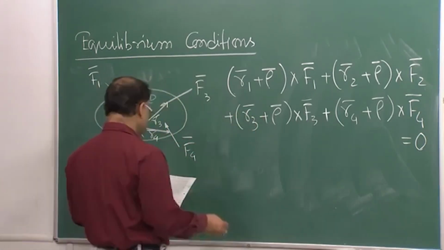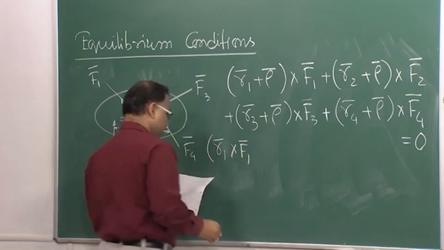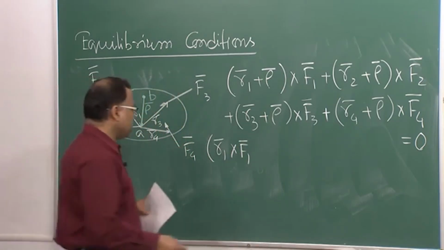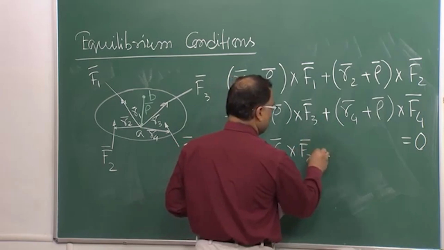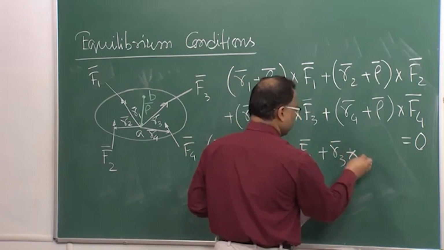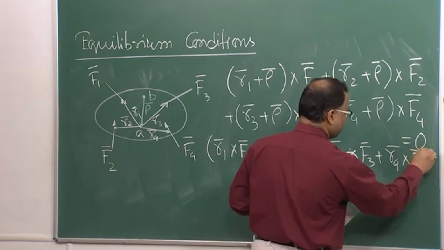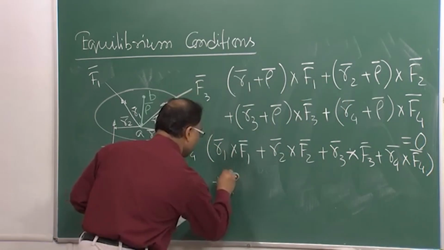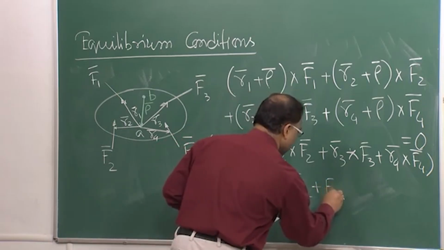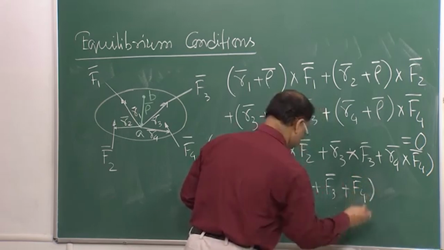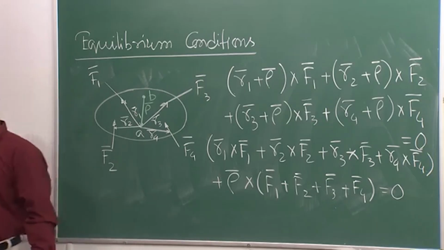Now if I simplify this, by following the distributive law of vectors, I can simply write R1 cross F1 plus R2 cross F2 plus R3 cross F3 plus R4 cross F4 plus rho cross (F1 plus F2 plus F3 plus F4) equal to 0. Can I write this? Yes, of course we can write, right.